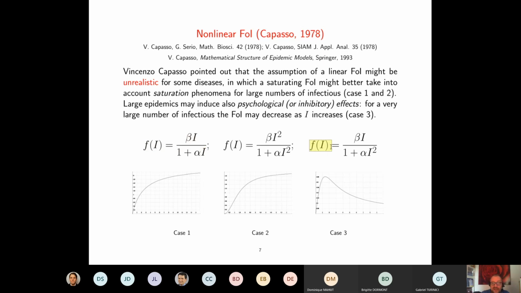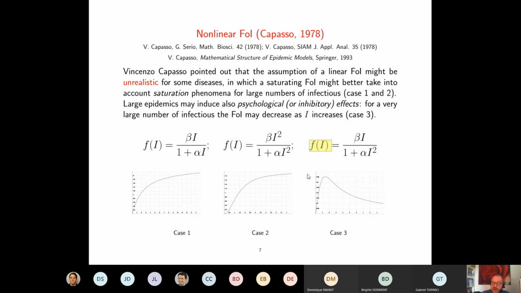And so this kind of phenomenon was also called in the literature some psychological or inhibitory effect, when a large number of infectious may produce a change in behavior of the population, and so this kind of function will summarize this effect.